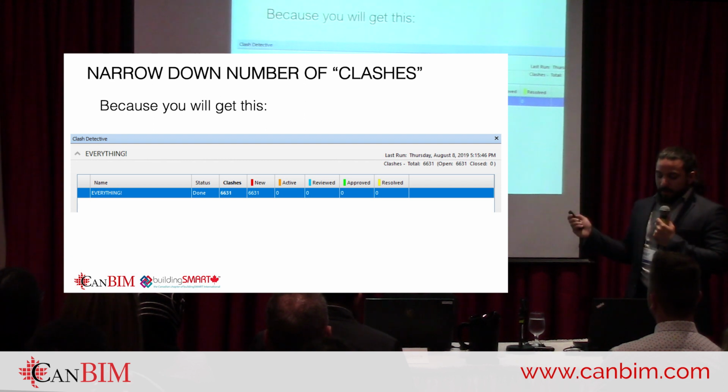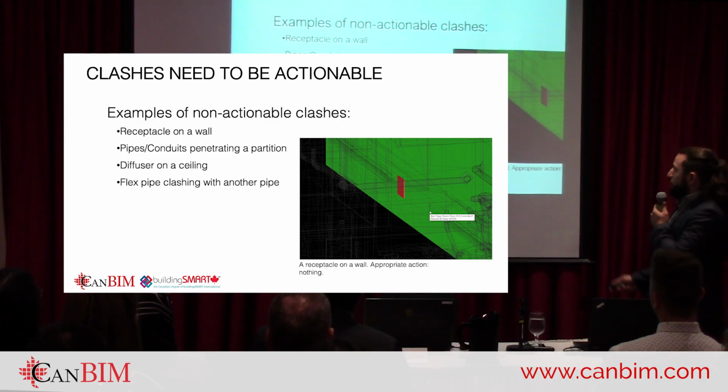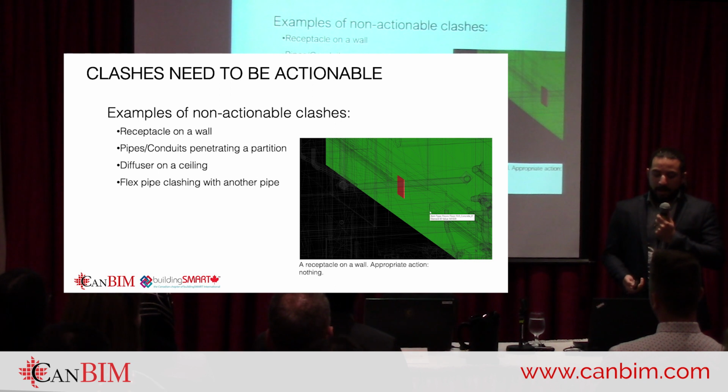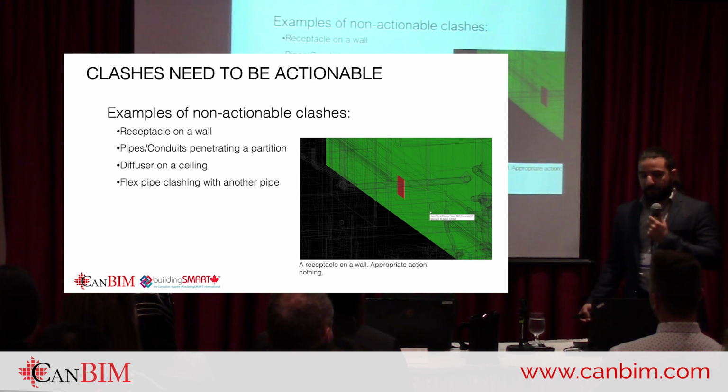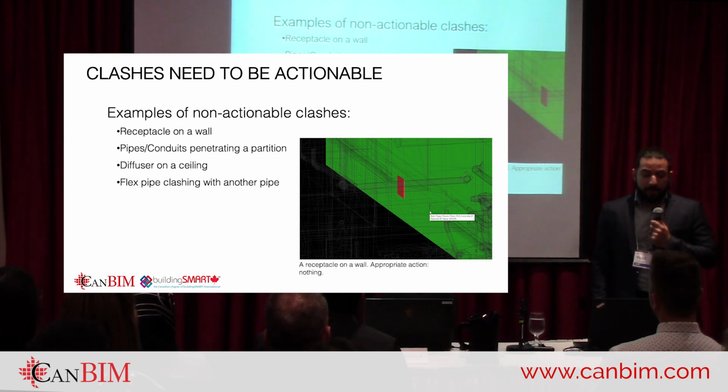And when I say actionable clashes, here are some examples of non-actionable clashes. Here what you see, for instance, there's a receptacle. You see half the picture, unfortunately, but there's a receptacle on this wall, and it's reporting it as a clash. And I need to do absolutely nothing about that. That receptacle is supposed to be there. So that is completely useless for me. So if I'm looking through 6,000 clashes and half of them are like this, I'm going to get tired of this process very quickly. Other examples of these non-actionable clashes are things like pipes or conduits penetrating a partition.